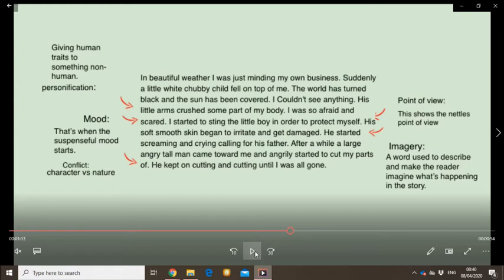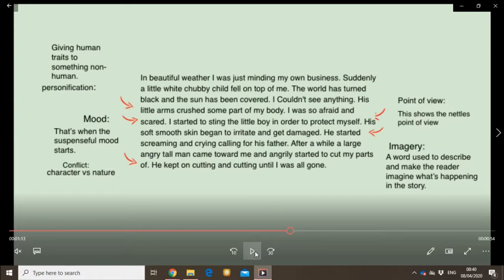Conflict then, it's clear that it is character versus nature, that the character goes out to fight against nature in order to protect his son. Point of view in this short story is from the nettles' point of view, and it is very interesting because it gives a second perception of what occurred, and it makes the story far more interesting.